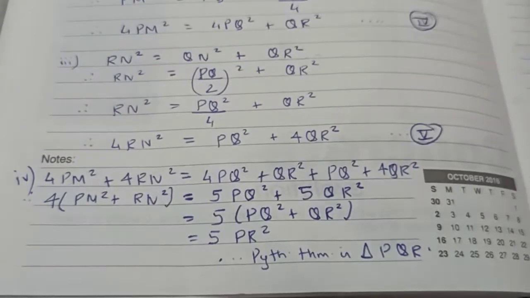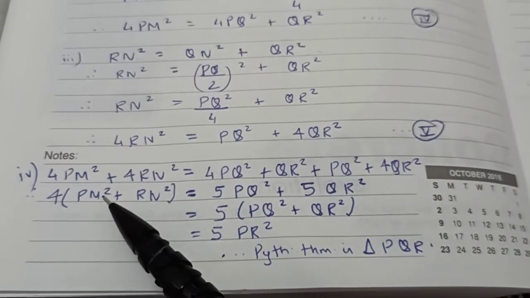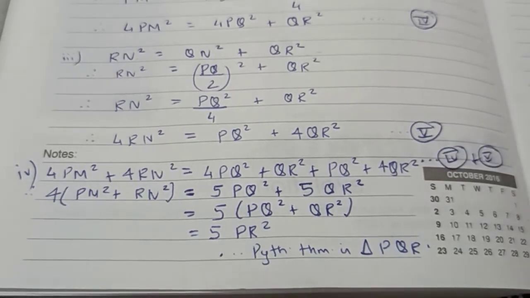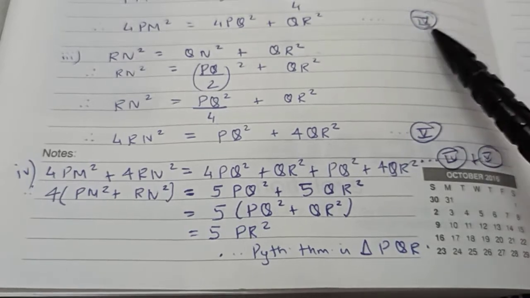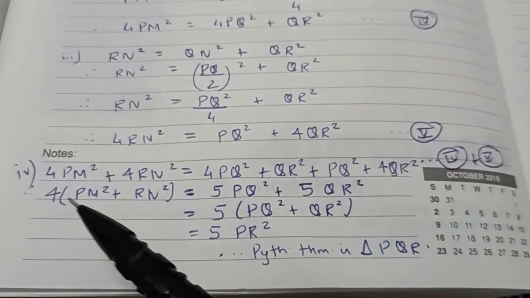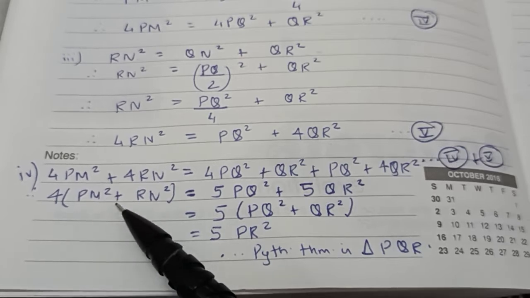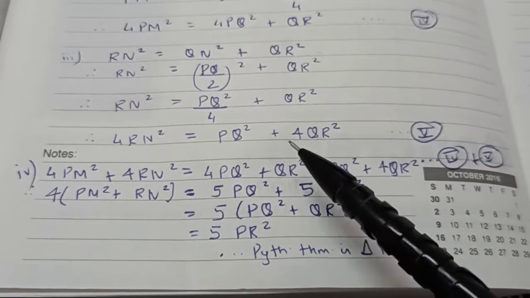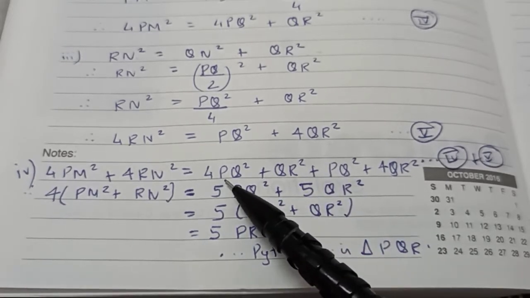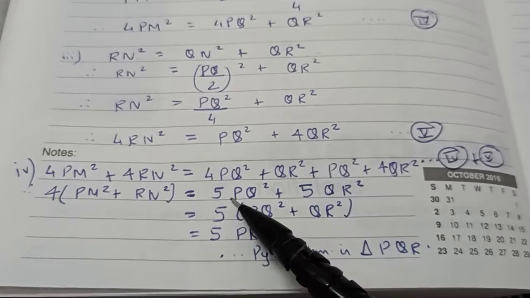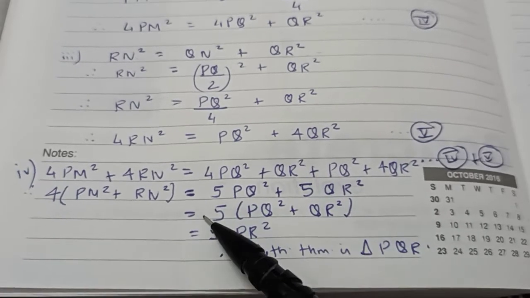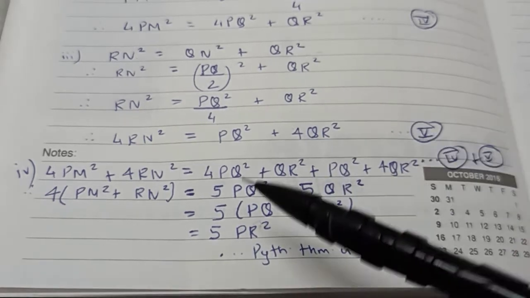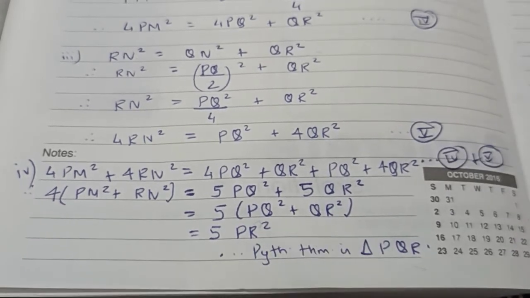And finally, Roman number 4, we are going to add equations 4 and 5, which we had proved earlier, because that's the LHS we see in the question. And definitely by solving this, we will get the RHS required. So 4PQ squared plus PQ squared is 5. This also 5. 5 common. And if you look at the diagram, PQ squared plus QR squared by Pythagoras theorem is indeed PR squared.